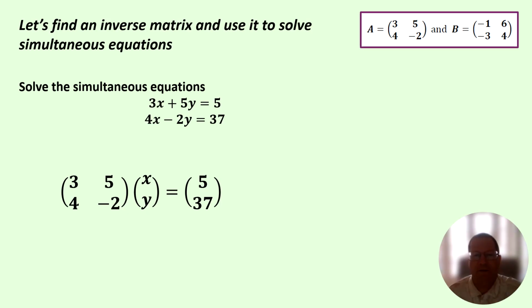So now we're going to show how an inverse matrix can be used to solve simultaneous equations. So here is a pair of simultaneous equations, 3x plus 5y equals 5 and 4x minus 2y equals 37. And that can be rewritten with matrices as (3, 5; 4, minus 2) times (x, y), a 2 by 1 matrix, equals (5, 37), the answers. And if you imagine multiplying this by (x, y), you would do 3 times x plus 5 times y, and that would equal 5, and 4 times x plus negative 2 times y, and that would equal 37. So the simultaneous equations are equivalent to our matrix multiplication.